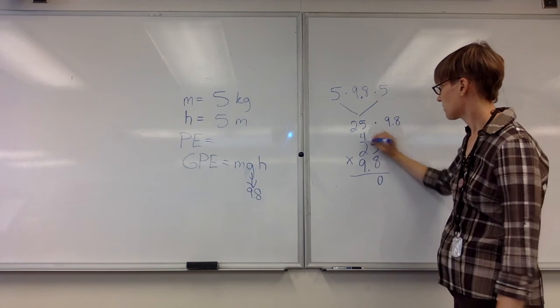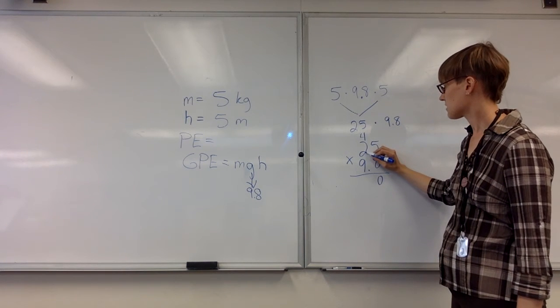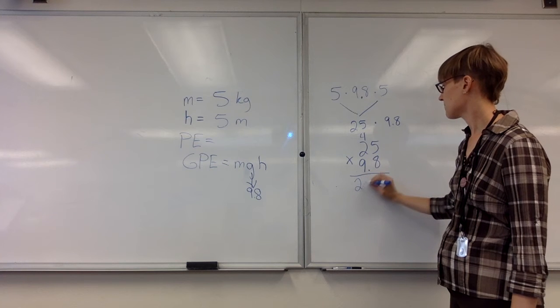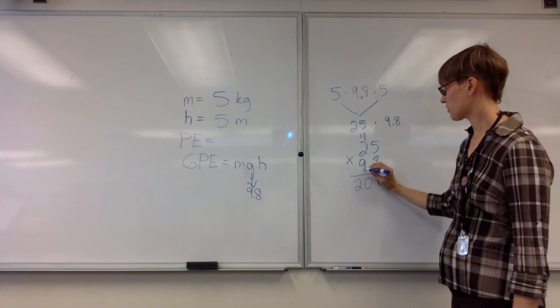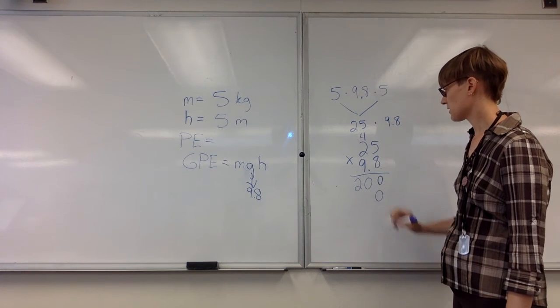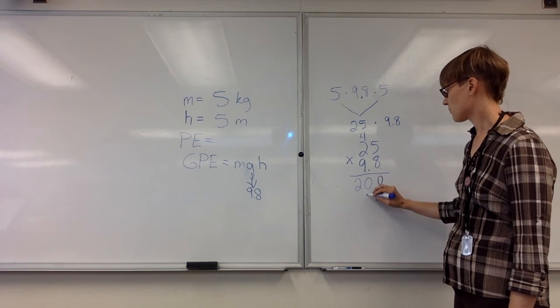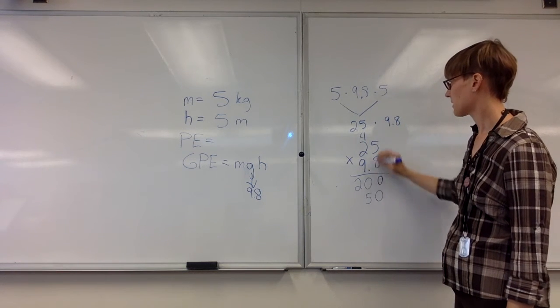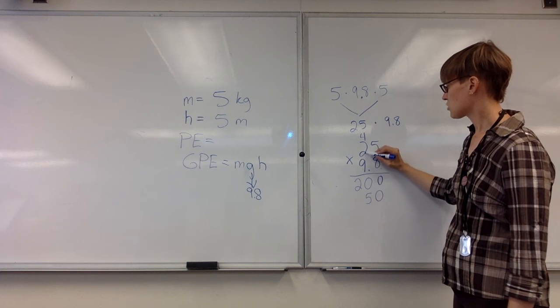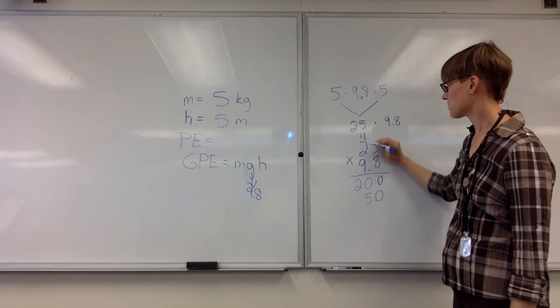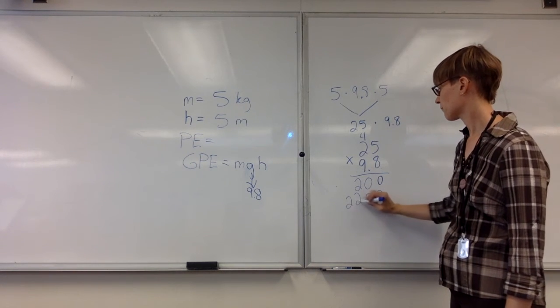Put down the 0, carry the 4. 8 times 2 is 16, plus 4 is 20. Now we're moving over to the 9, so I put down a 0 as a placeholder. 9 times 5 is 45. Put down the 5, carry the 4. 9 times 2 is 18. 18 plus 4 is 22.